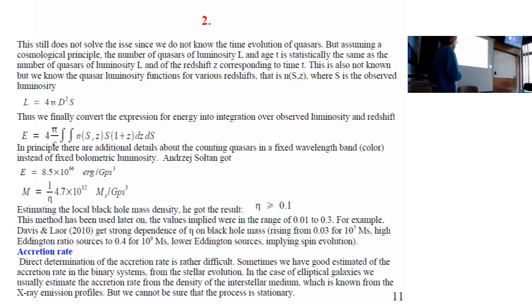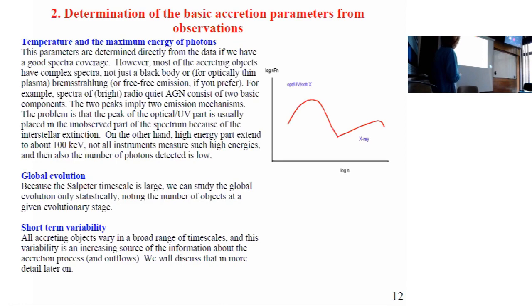Accretion rate, well, that is difficult. In the case of binary systems, sometimes we can estimate the accretion rate from the models of the binary evolution. On the other hand, because the accretion is not really stationary, this is highly uncertain. So usually we do not measure the accretion rate directly from observations. And we are quite close to the end.